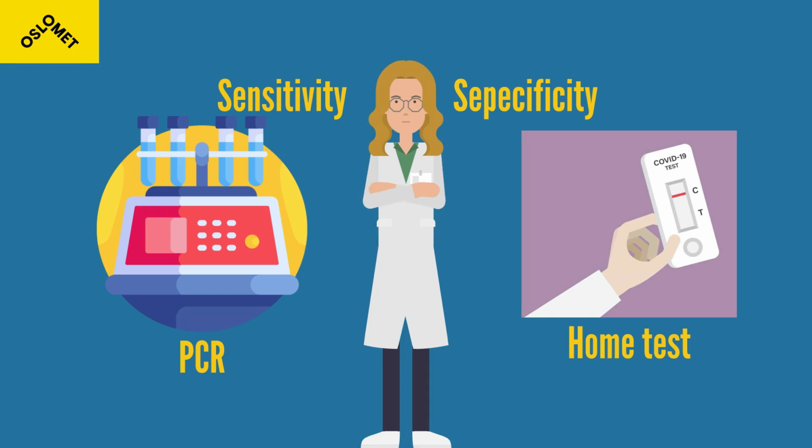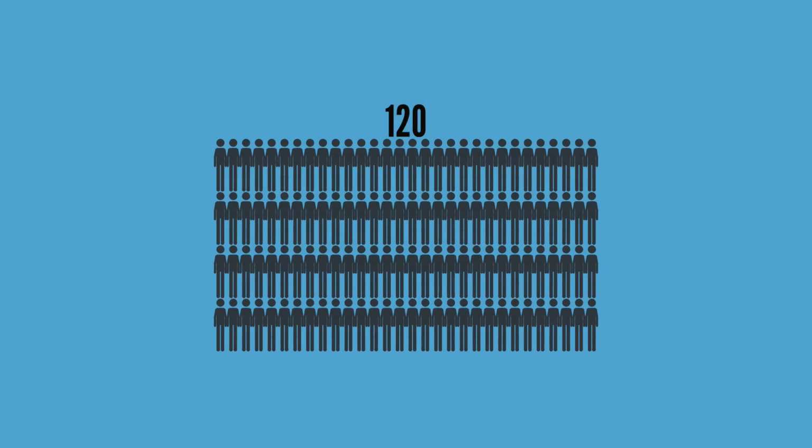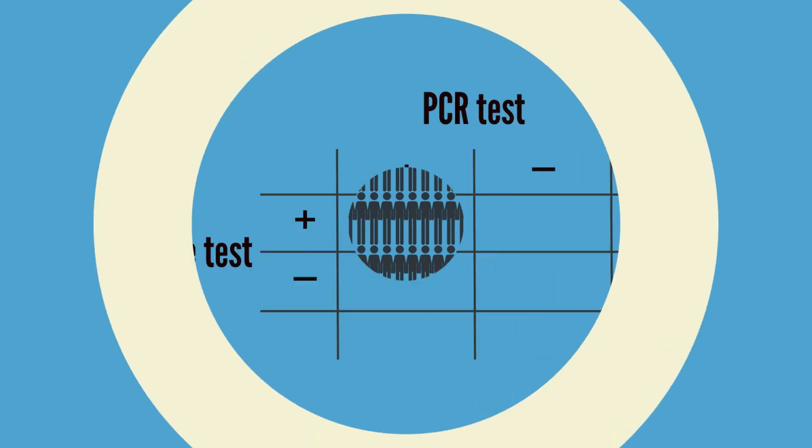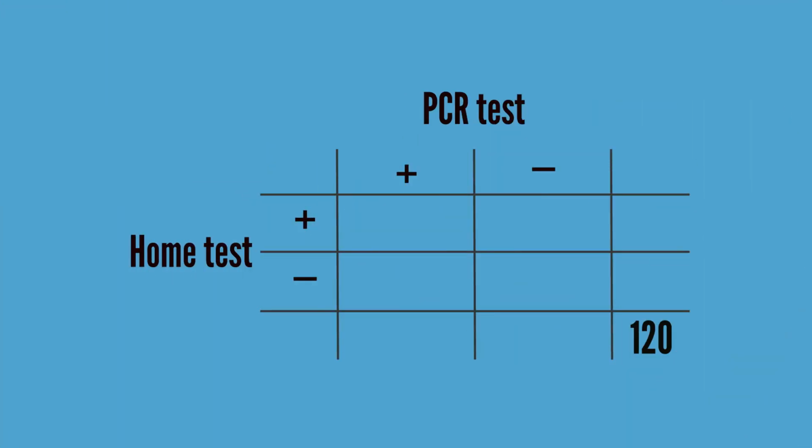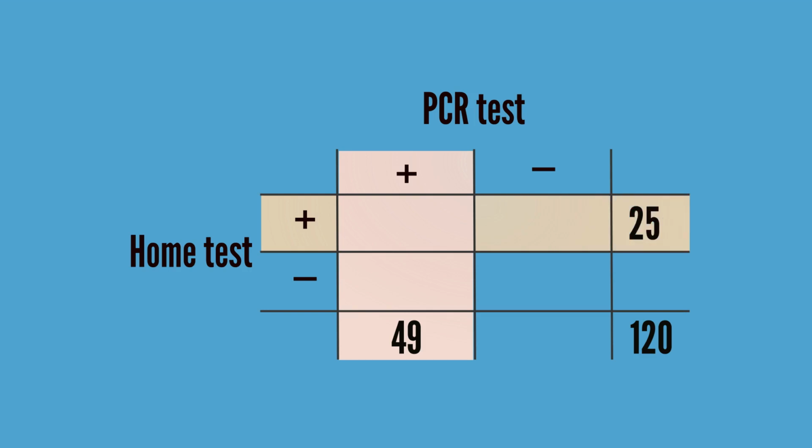Let's see how. To calculate sensitivity and specificity, we tested 120 individuals using both tests. Here the results are shown in a 2x2 table. Using PCR, 49 individuals tested positive, while testing by home test showed only 25 positives. Out of those 25 people, 21 were also positive by the PCR test. This is the number of true positives.